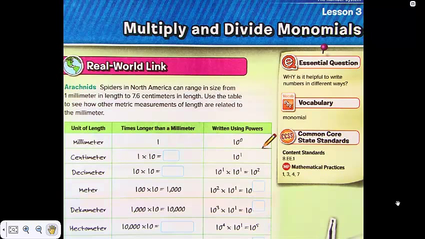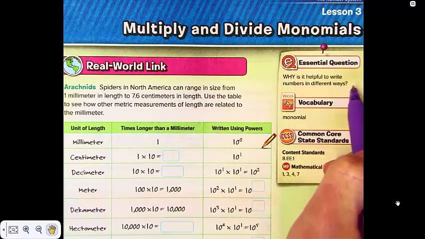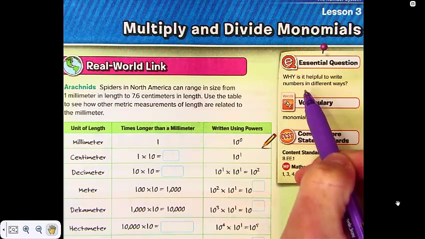Good morning. All right, today we're ready for our third lesson in Unit 1, and we're continuing with talking about rational and irrational numbers and our exploration of whether a number is rational or irrational. And today we're going to talk about why it is helpful to write numbers in different ways. So let's look at this.